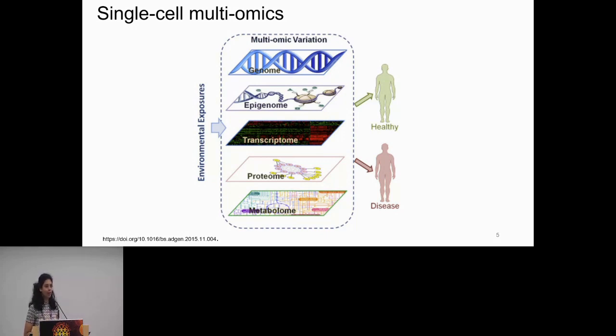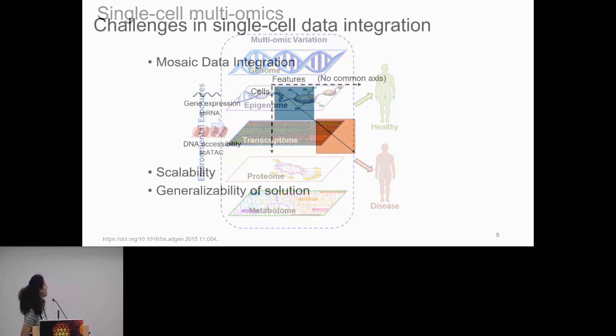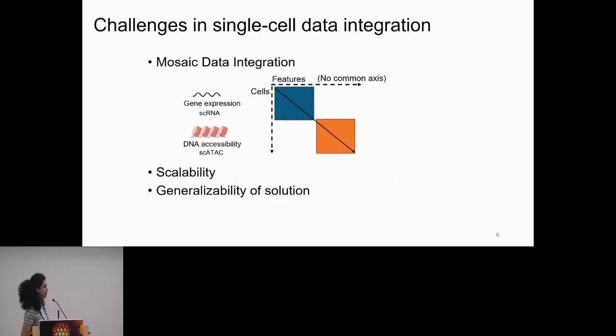But multi-omics single cell data integration is posed with several challenges, such as the mosaic data integration, wherein your data is a complete disjoint set of cells and features. As you can see, the blue box, which is a set of genes across a set of cells, and the scATAC matching. Oh, sorry.